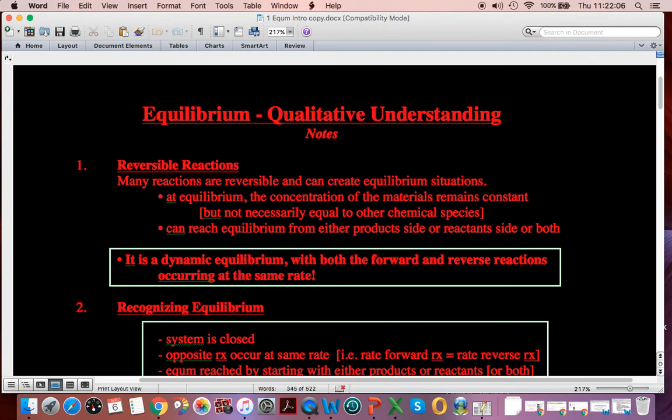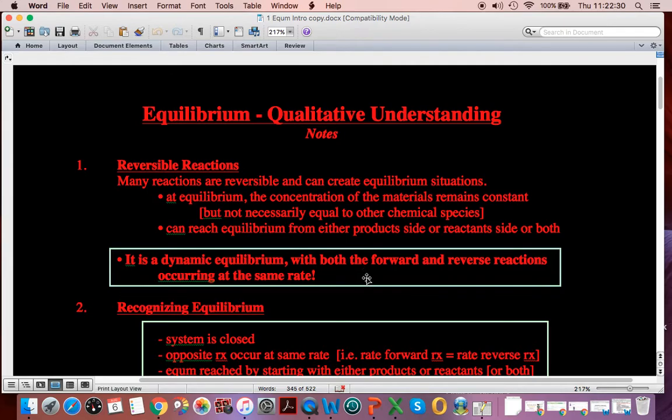Good day. We're early in the game of Le Chatelier, so now is the time for a quick review to make sure things are under control before we move on. So you can see this is Equilibrium Qualitative Understanding. We're looking at equilibrium, which involves reversible reactions, and we want to understand that even though at equilibrium it may look like nothing's happening, it is dynamic.